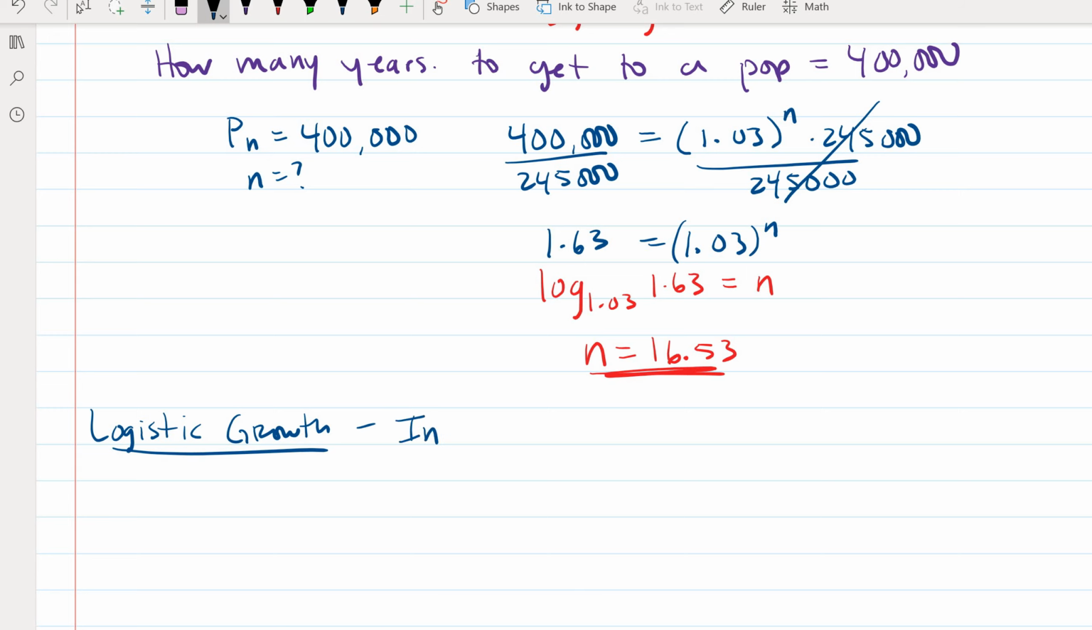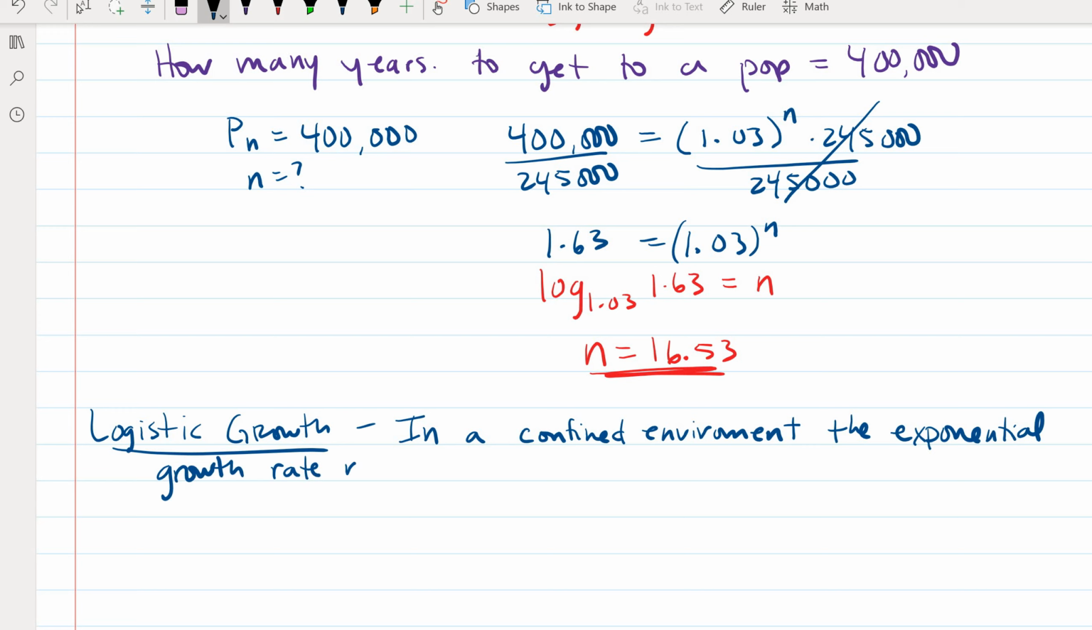So write down this definition. In a confined environment, the exponential growth rate may not stay constant. Sometimes a population can only be sustained to a certain point.